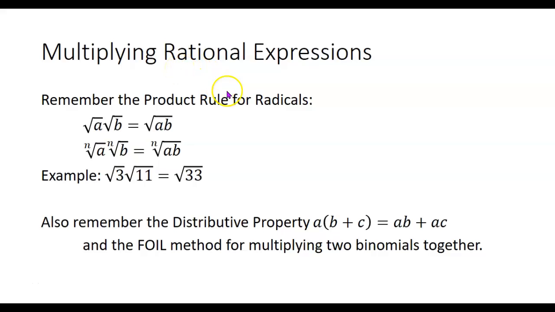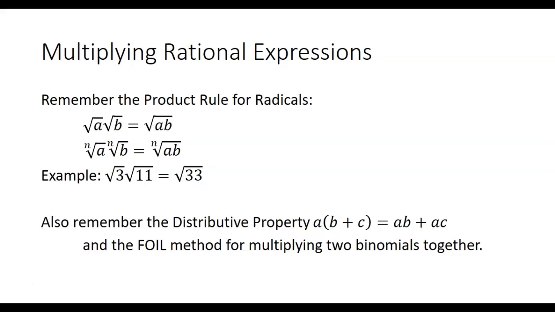about multiplying. Remember, the product rule for radicals says that if you have two separate roots multiplied together, you can put those together into just one root. The square root or any other kind of root of one thing times that same kind of root of another thing can be written as just one root of those two things multiplied together. So for example, the square root of 3 times the square root of 11 equals the square root of 33. 3 times 11 is 33, so the root of 3 times the root of 11 equals the root of 33.